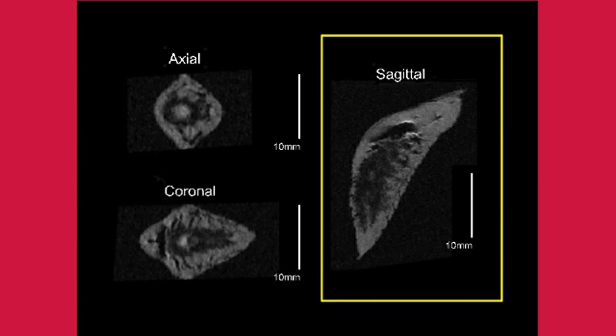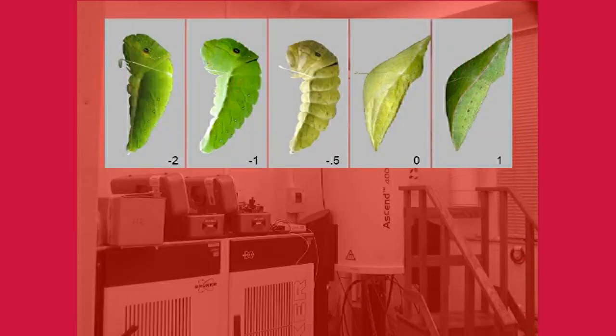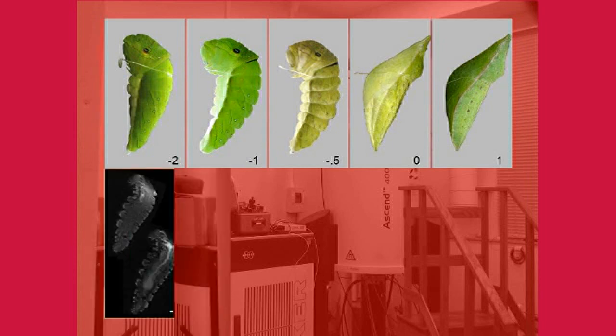In this video, we decided to create a sagittal section at the midline from the information obtained and show the changes over time inside the pupa. First of all, we will show you the changes in the appearance of the pupae. Next, we will show you the NMR images corresponding to the upper pictures.